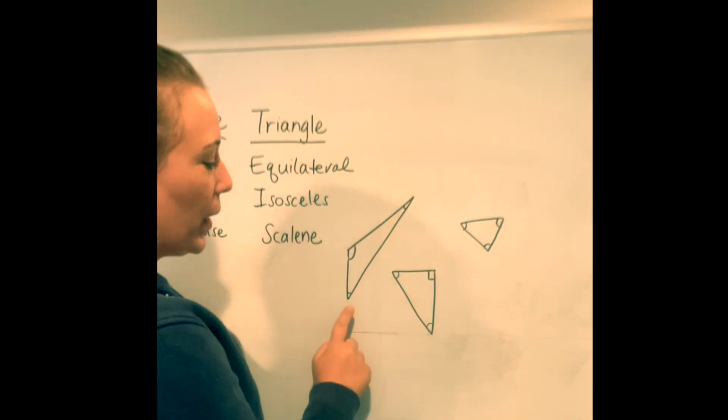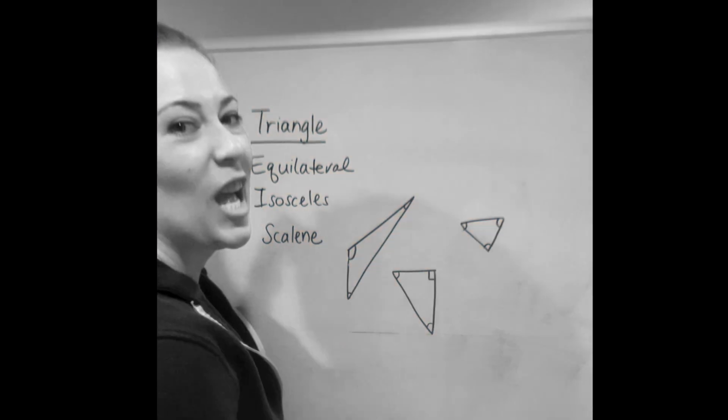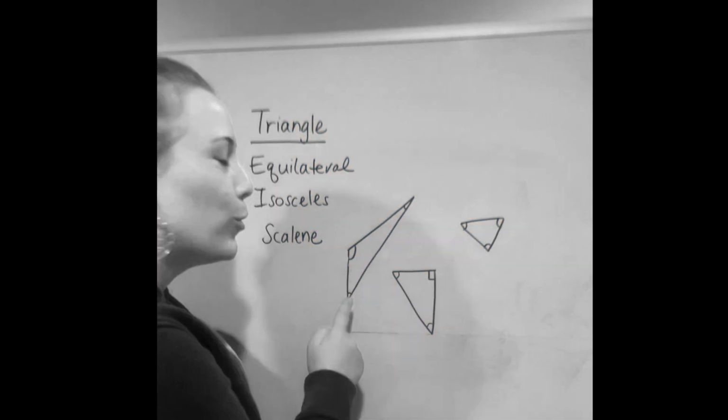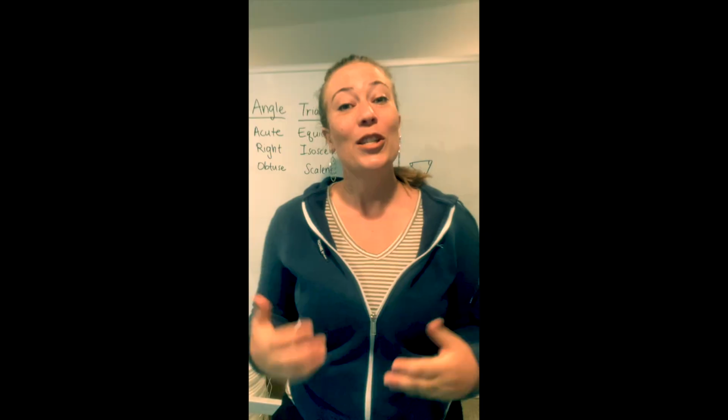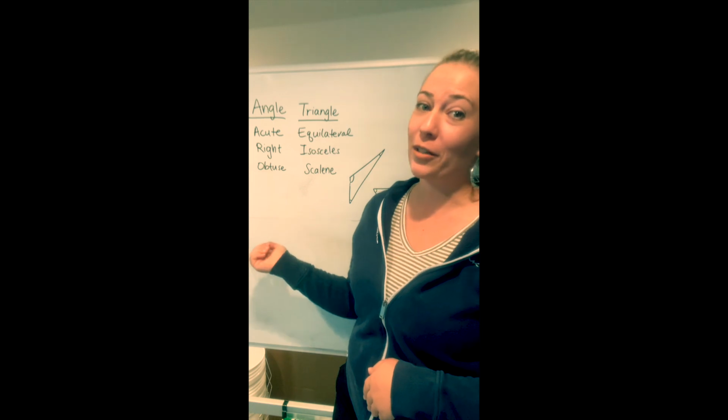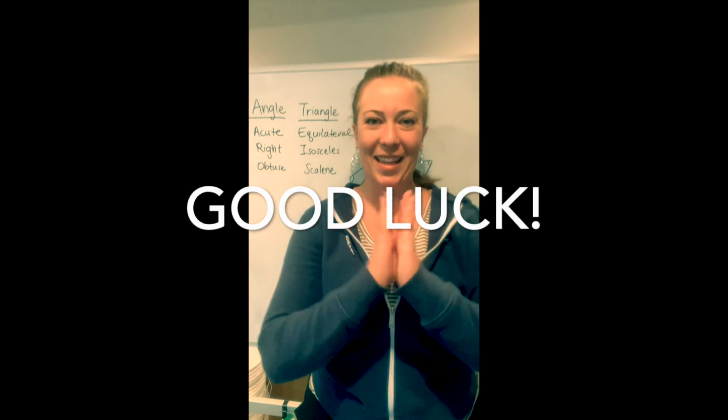And here we have acute, acute, obtuse. And that's the big boss. Yeah, that one is obtuse, because obtuse trumps all the other angles. So there you go, you have your angles and you have your triangles, and now you're just putting the whole idea together. Good luck.